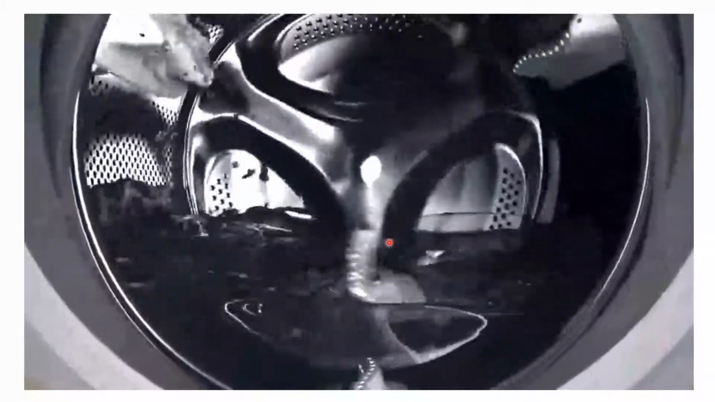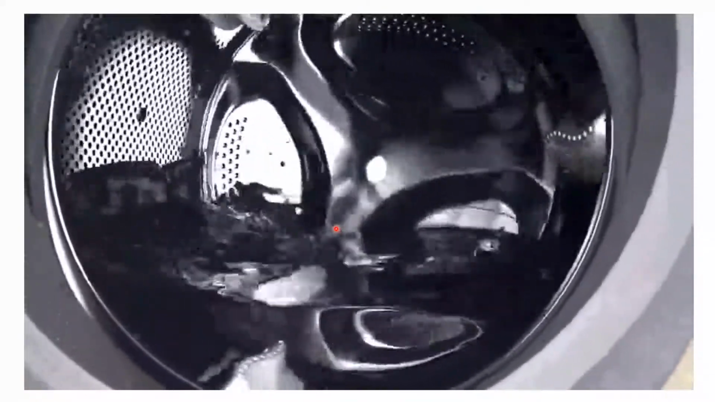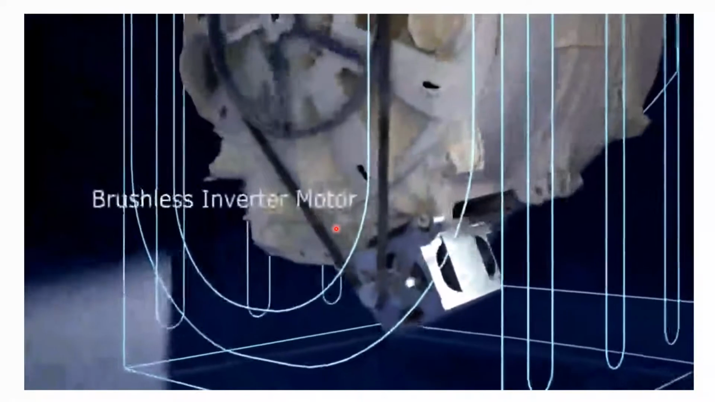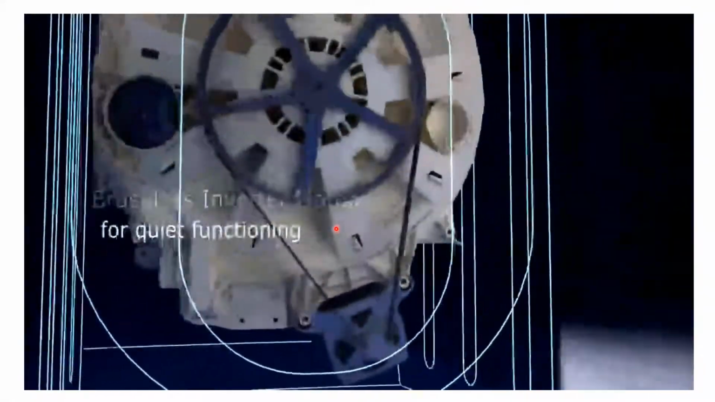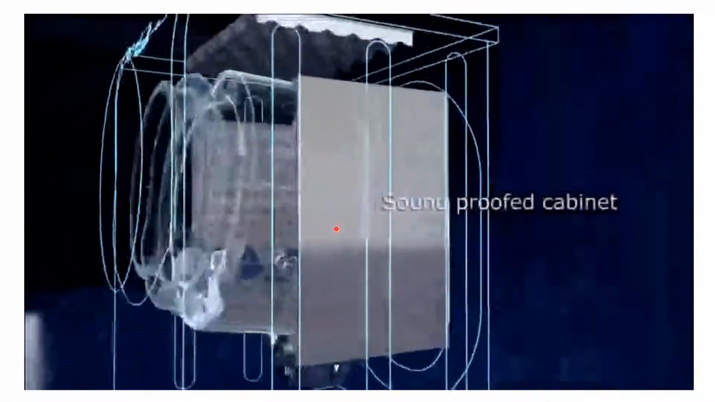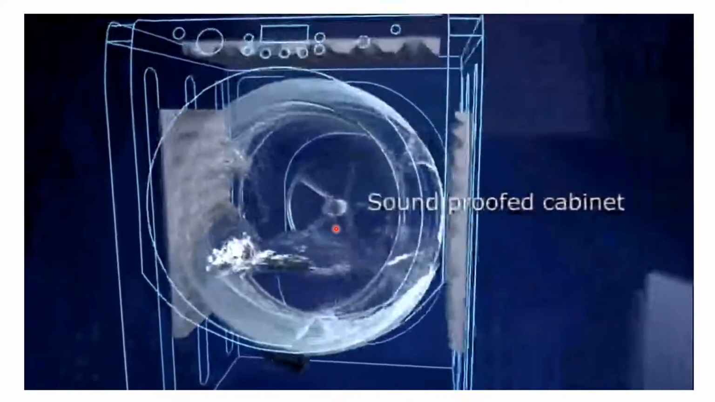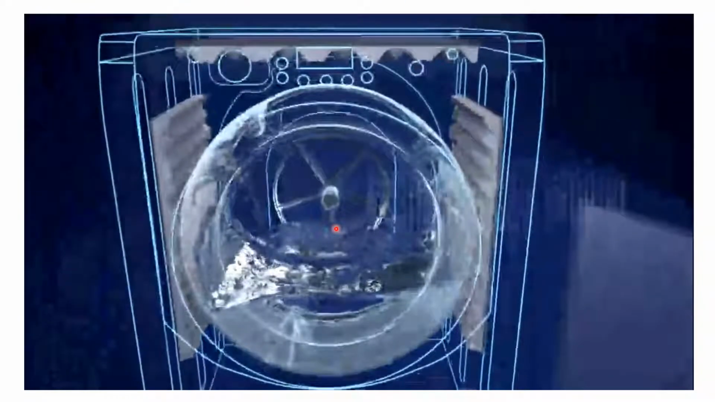Then you have these water pumps, for pumping of water into the tub also. So this is how water gets into the tub. This brushless inverter motor helps in quiet functioning. There will be a soundproof cabinet also, so that you have silent working of the washing machine. When the tub is spinning at 1500 rpm or so, it produces a lot of noise because it's made up of metal. So you have enough soundproofing cabinet provided such that this sound doesn't reach us.